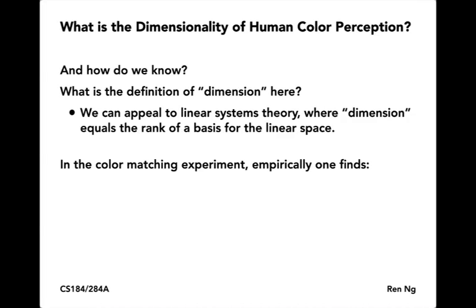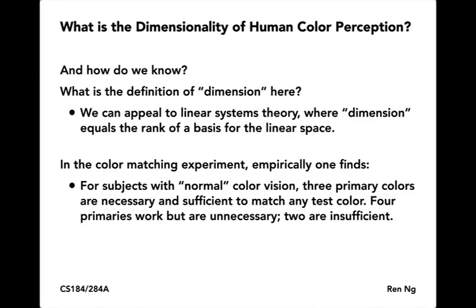Let me describe to you some of the key results if one does this color matching experiment for a whole series of test lights and primary lights. One empirically finds that for subjects with quote unquote normal color vision, so the bulk of the human population, 3 primary colors are necessary and sufficient to match any test color using the procedures that I've described to you already. You can have 4 primaries. I drew with 3, but that's a variable. You could have 4 primary lights there, 5 primary lights, 2 primary lights. 4 or more will work. You can find a ratio of them that will match any test light, but it's not necessary.